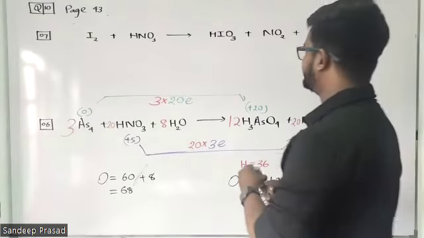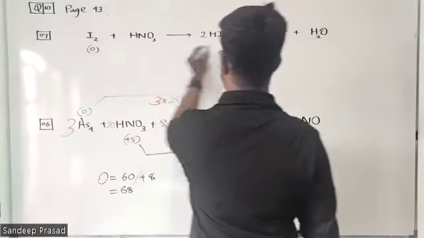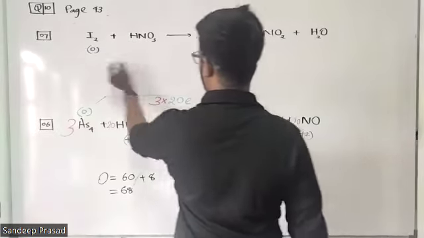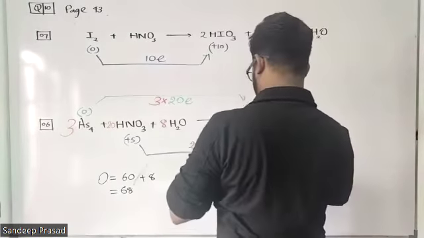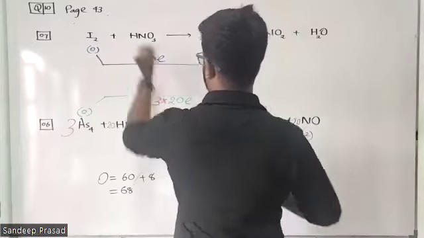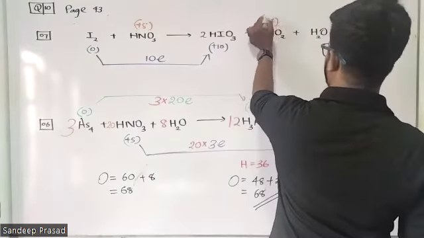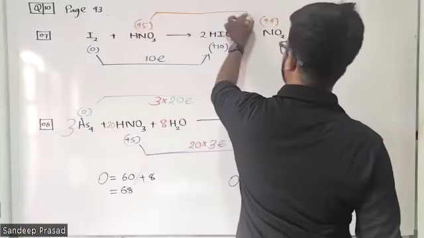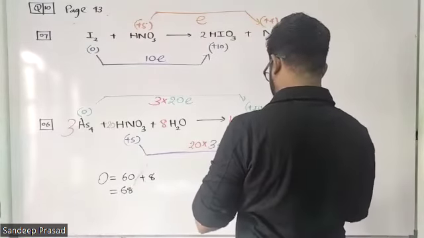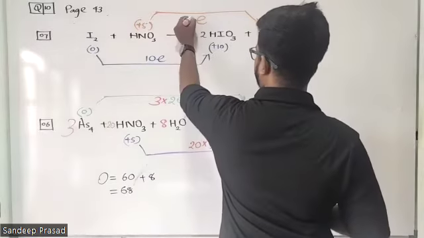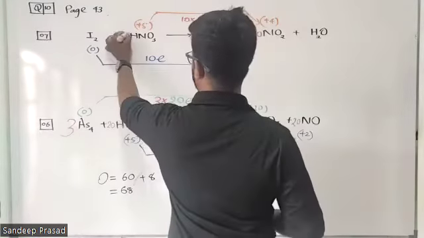As you can see here, there are two iodine atoms. So therefore 0 to plus 10, you can see that 10 electrons are there. Increment is 10. Nitrogen here plus 5, plus 5 to plus 4, decrement is 1 electron. You can multiply this one by 10 to equalize the increment and decrement.